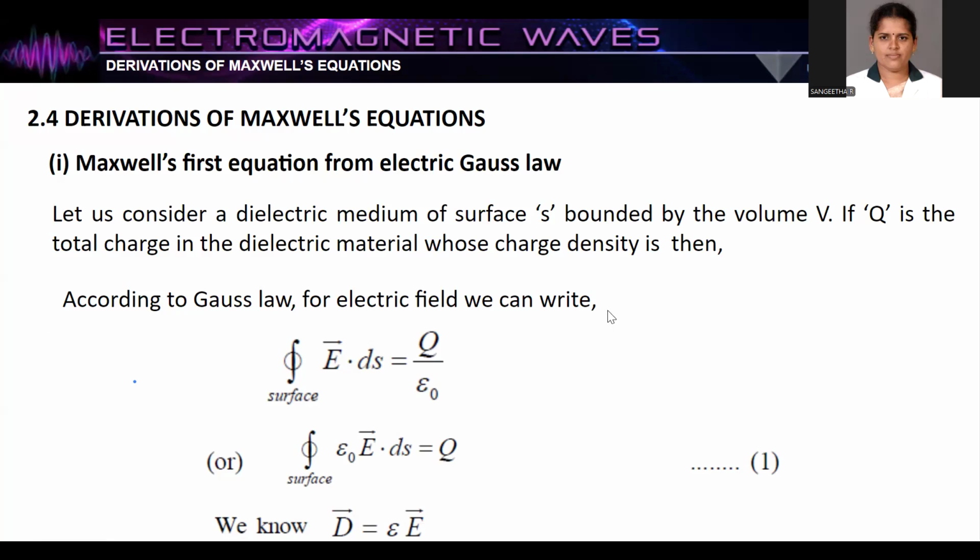Then, according to Gauss law of electric field, the closed surface integral of E vector, that is electric field intensity, dot ds is equal to the total charge enclosed divided by epsilon naught. Here we can bring this epsilon naught to the left hand side. It becomes closed surface integral of epsilon naught into E vector dot ds is equal to Q. And we know from the basic thing, D vector, the electric displacement vector, is equal to epsilon into E vector.